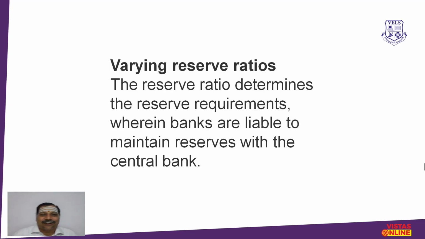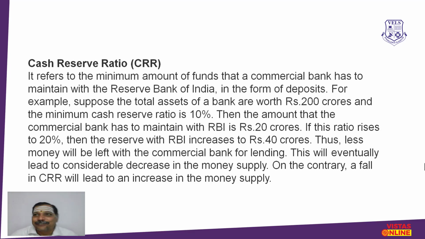Then the second one is called VRR, that is varying reserve ratio. This reserve ratio determines the reserve requirements wherein the banks are liable to maintain certain reserves with the central bank. So, in order to control credit, the central bank may increase this particular ratio. The commercial banks and other banks will then have to deposit more, and by the way, they will stop lending. That is, they can mitigate the lending. Then the third important instrument is called cash reserve ratio, CRR.